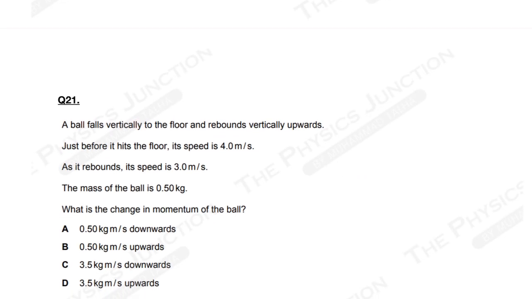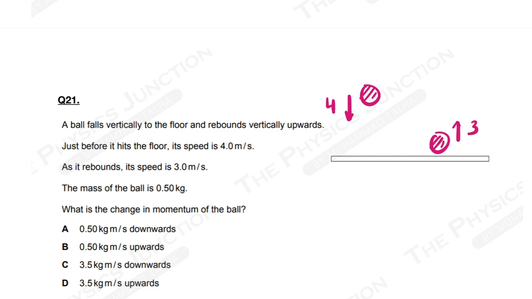Now, if you remember what you just did in the previous question, you can do this one very easily. A ball falls vertically to the floor, rebounds vertically upwards. Again, because it's your first time, let's make a diagram. Just before it hits the floor, its speed is 4, and afterwards it rebounds and it has speed 3. Mass of the ball is given. What is the change in momentum? Again, upwards positive, downwards negative.